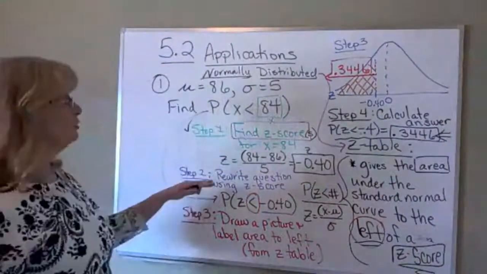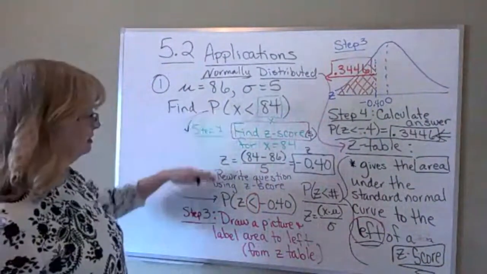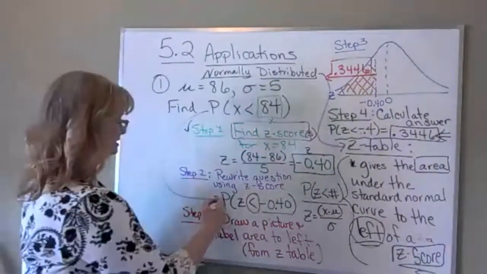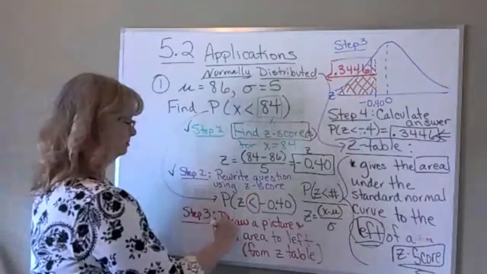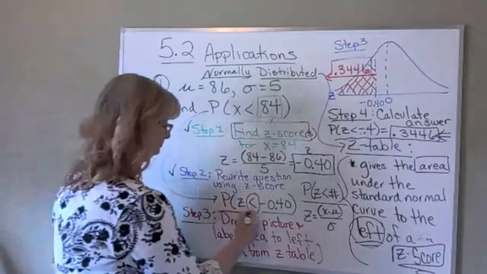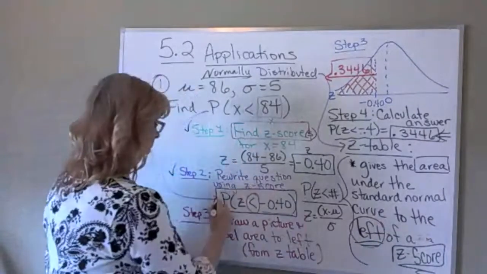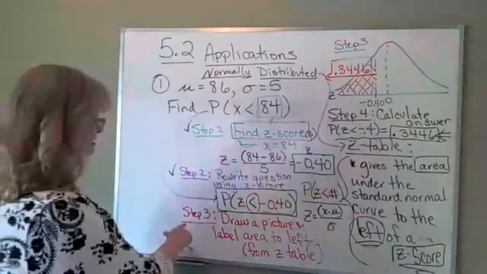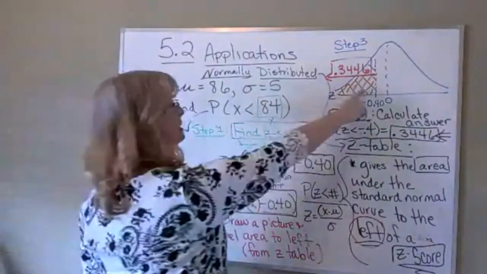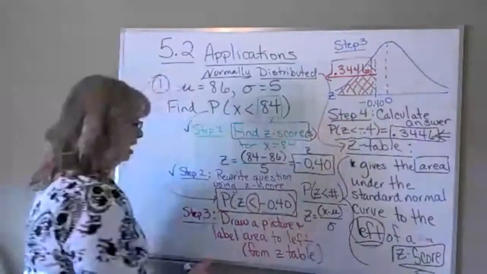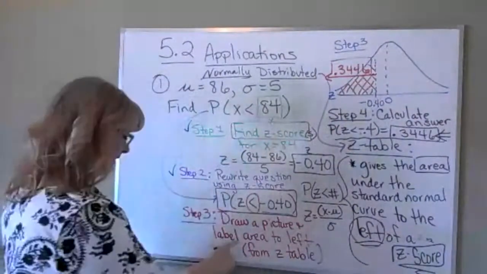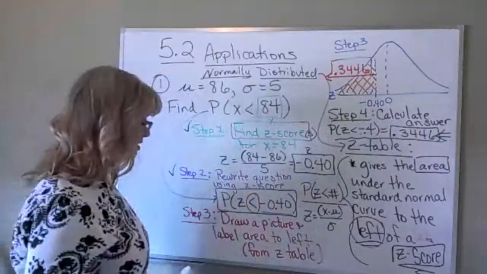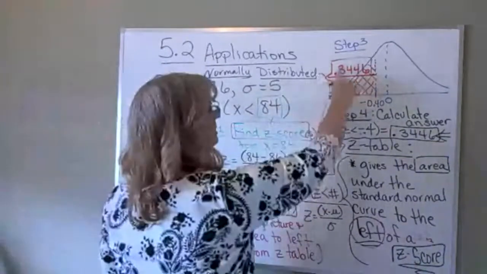Step 2, rewrite the probability, rewrite the question using the z-scores. So there's where I did step 2, right here. I rewrote the question using a z-score. Step 3, draw a picture. No, step 3 is done up here. Draw a picture. Let's add on here. Shade the area you're looking for and label the area to the left that you get from the z-score.